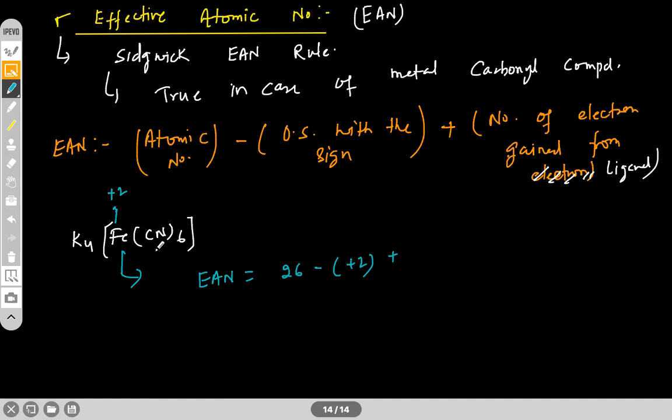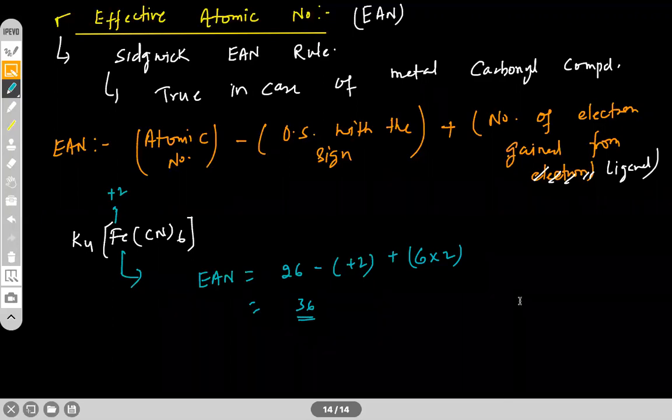So minus 2 oxidation state plus how many electrons it accepts from the ligand? There are six ligands, and one ligand can give two electrons. So 6 × 2, the number of electrons. And when you solve this, you'll get 26 plus 12, that is 38. 38 minus 2 is 36. Got it? 36 is the atomic number of krypton. So next higher noble gas configuration. Could you calculate this for Cr(CO)6?